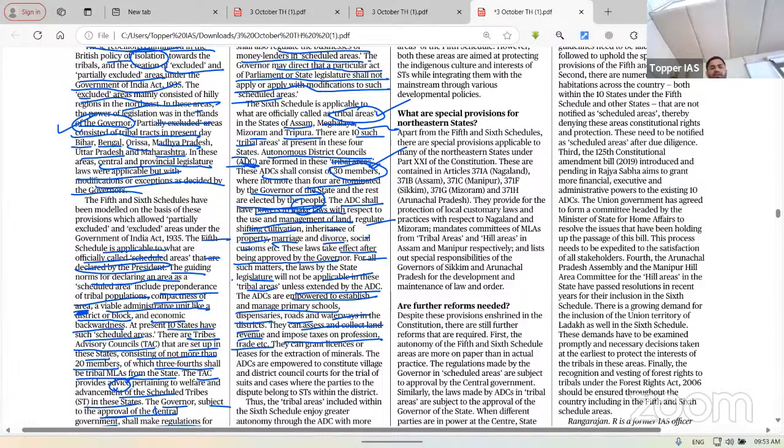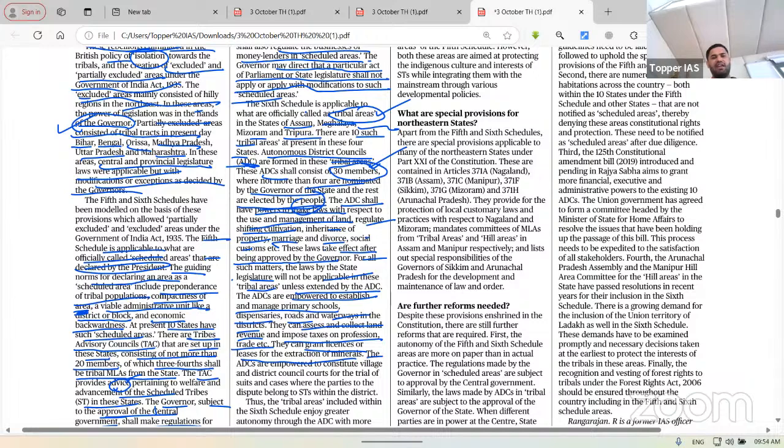Highlight that. They can assess and collect land revenue and impose taxes on profession, trade, etc. So they also have power to levy taxes and also collect those taxes, right? And also they can grant licenses or leases for extraction of minerals. They have also power to grant licenses. To extract any minerals in that area, the Autonomous District Councils must give a license, correct? Without that license, even if the state government gives a license, it doesn't work. This Autonomous District Council must give the license. And that's why they are becoming more autonomous, right?